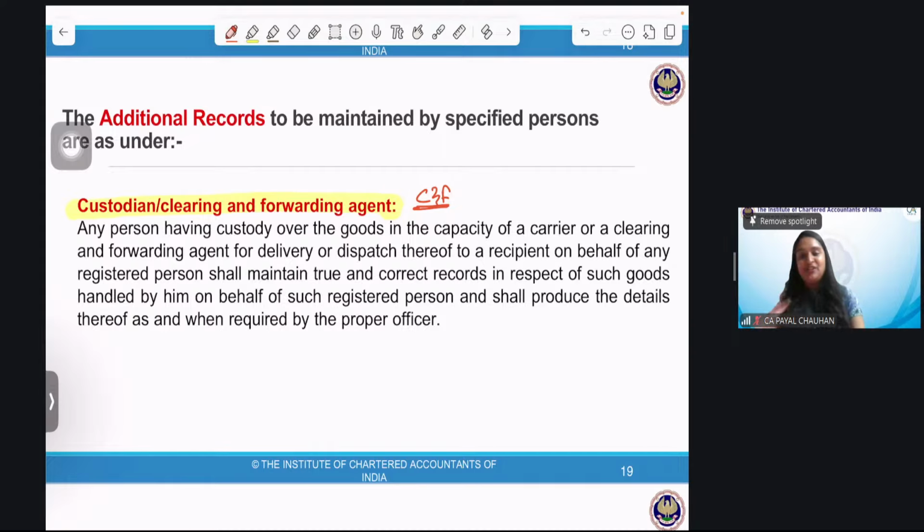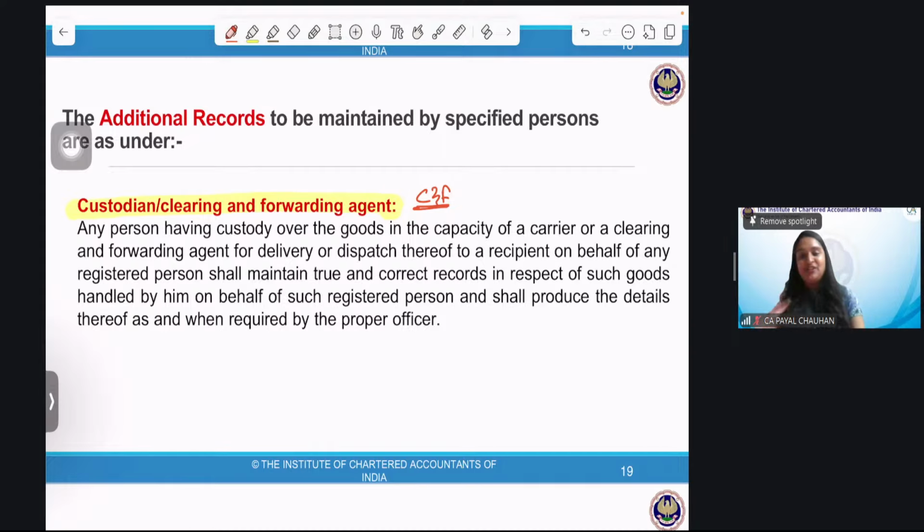No. Any person having custody over the goods in the capacity of a carrier or a clearing and forwarding agent for delivery or dispatch thereof to a recipient on behalf of any registered person shall maintain true and correct records in respect of such goods handled by him on behalf of such registered person, and shall also produce the detail thereof as and when required by the proper officer.